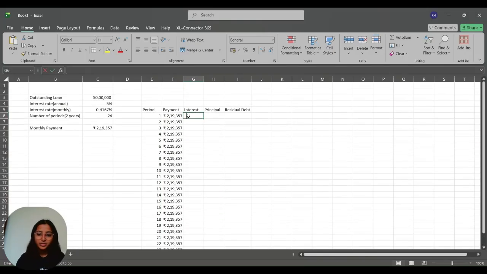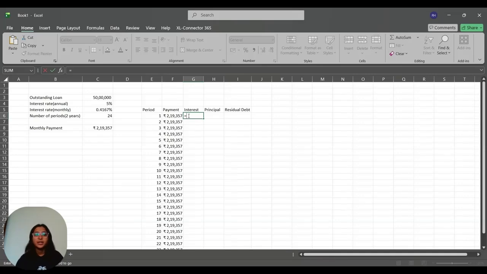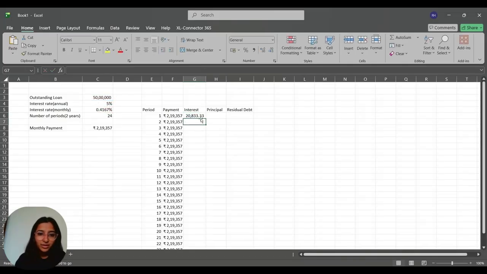Next comes interest. Interest for that month. For the first month, the interest equals the outstanding loan at the start, 50 lakhs. On the 50 lakhs we will be calculating the interest. So 50 lakhs into the monthly interest rate, which is 0.4167%. Then enter. So this is the interest for the first month. Let's not take the decimals.